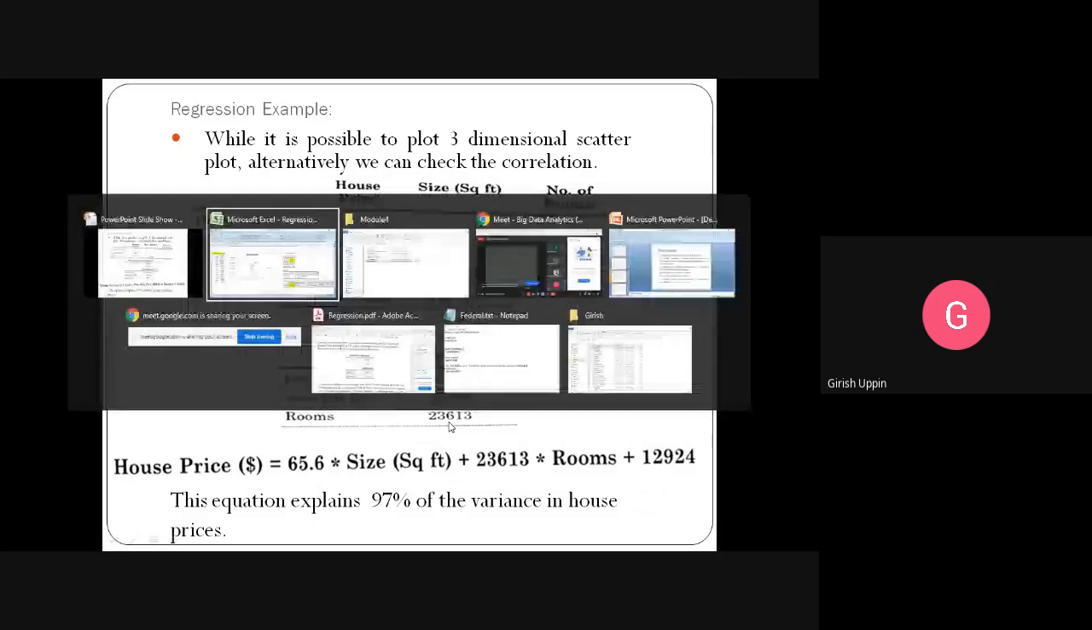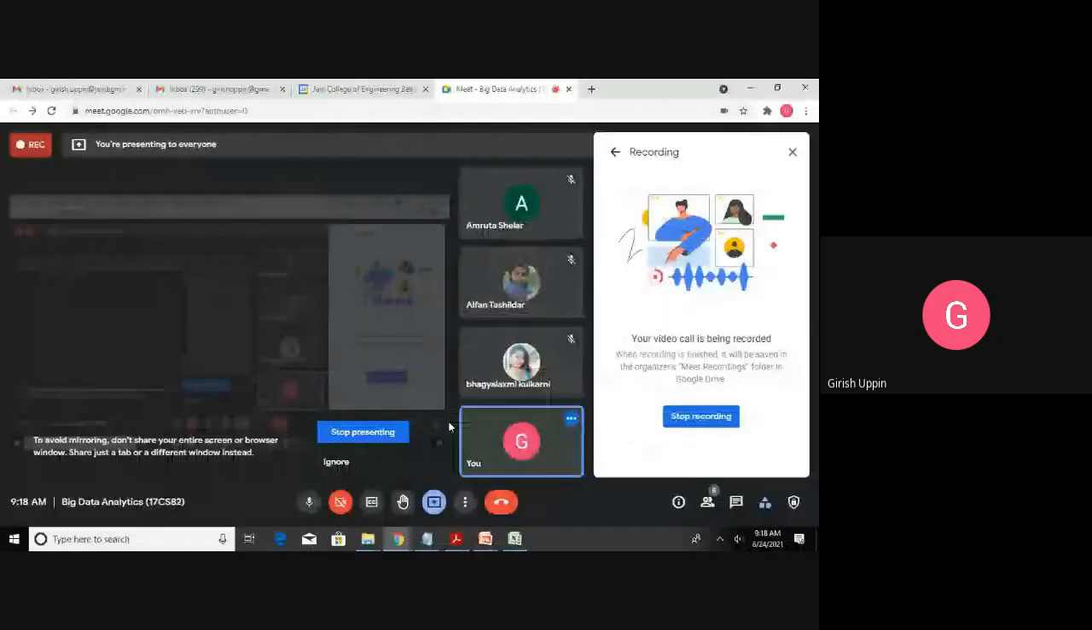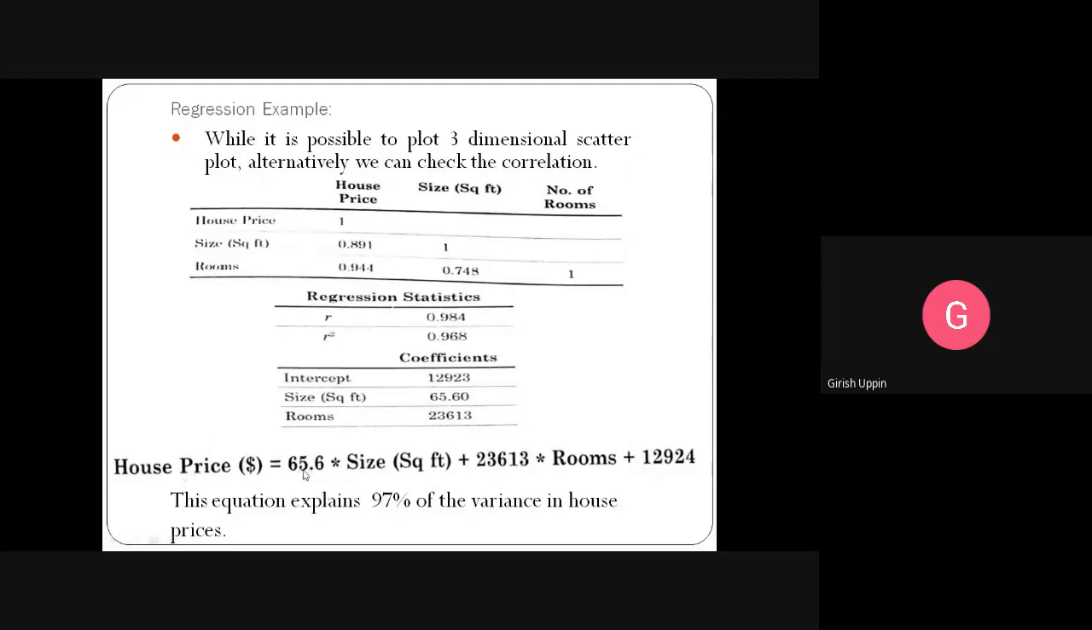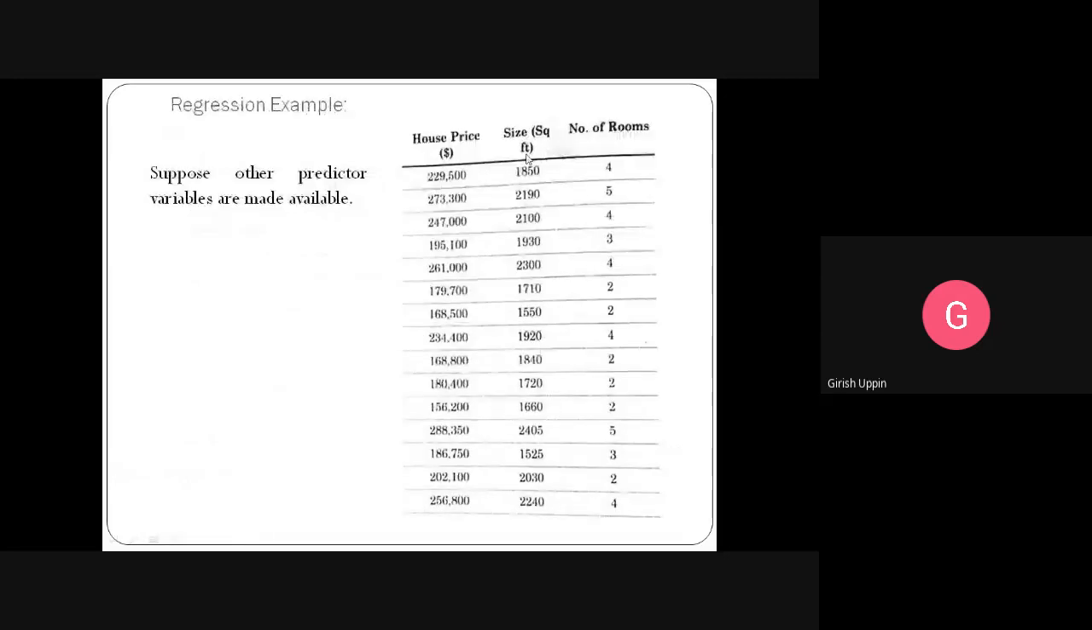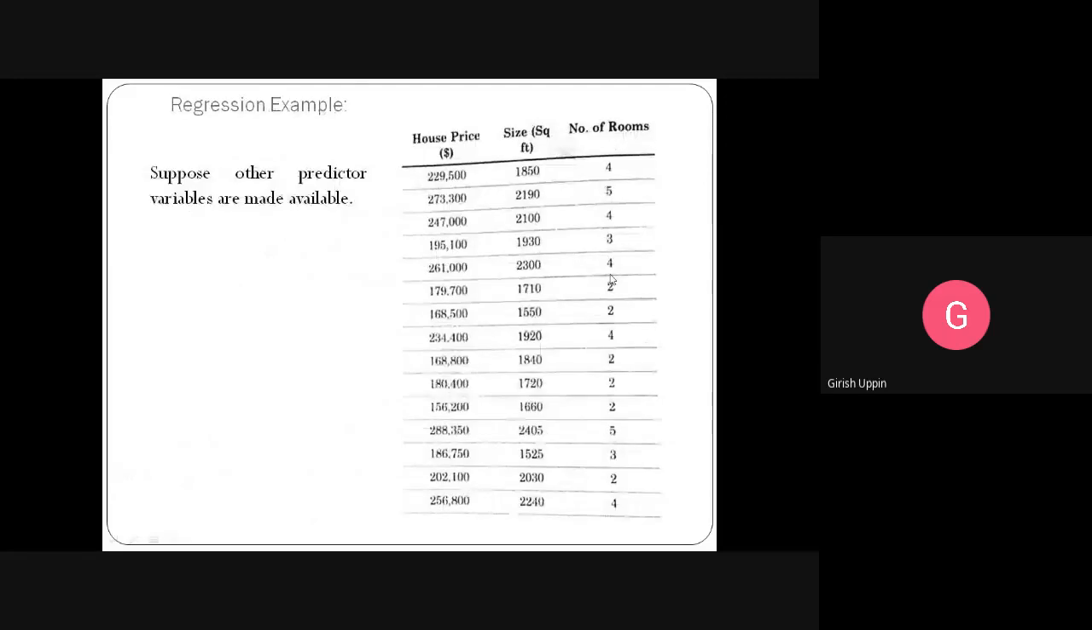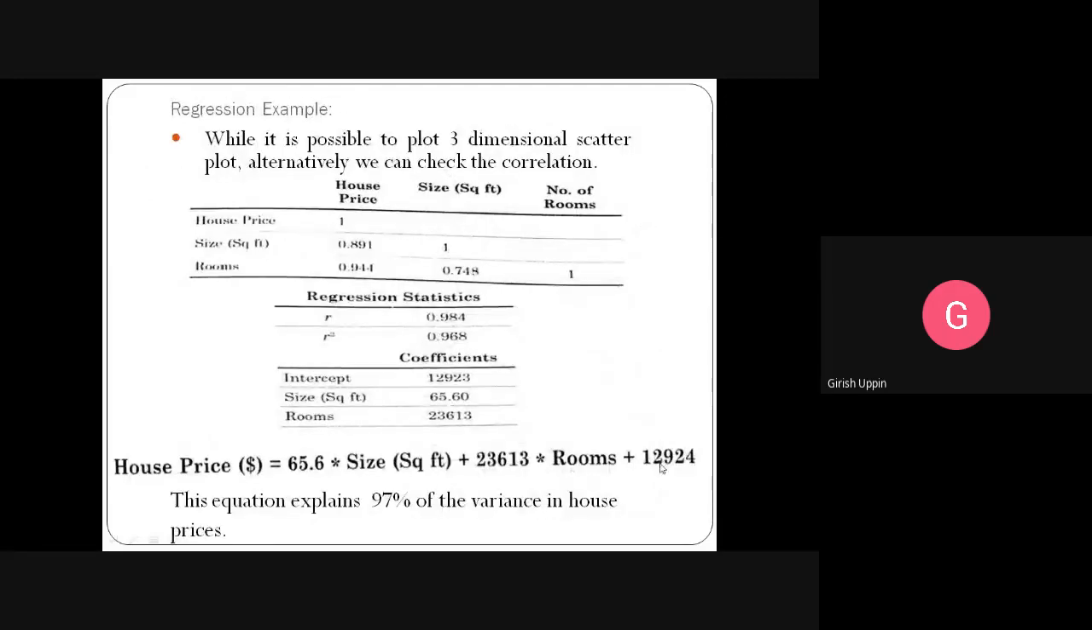Okay, so this is how I can write the equation now. The house price, that is y, is equal to beta 1 x1, that is 65.6, into size. Size is the first variable, plus beta 2 into x2. Beta 2 is 23,630, and the second variable x2 is nothing but the number of rooms, plus beta naught, that is 12,923. I don't know why it is 924.